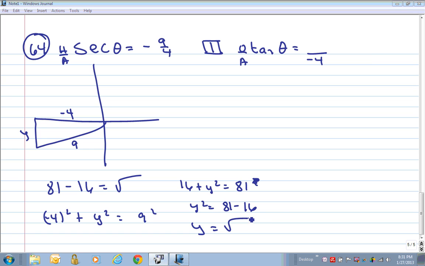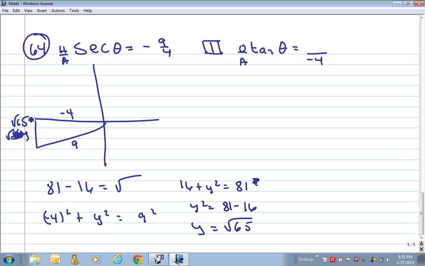All right, and 81 minus 16, I believe, is 65. And 65 is already simplified, because if you divide 65 by 5, you would get 13. 5 and 13 are both prime, so the square root of 65 is just going to be what it is. So y is equal to the square root of 65.